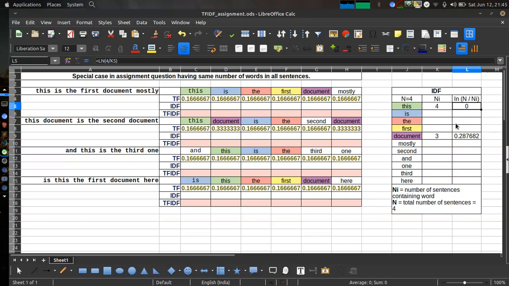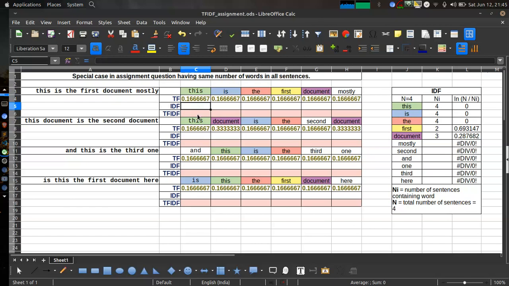So there is a meaning here, right? Even for "is", again the answer would be 0. "Is" is happening in 4 sentences. "The" is even in 4 sentences. Okay, I will get this answer. So the inverse document frequency of "this" is 0. "Is" is also 0 and "the" is also 0, right? And if I put 0 here, then TFIDF would be 0, correct?